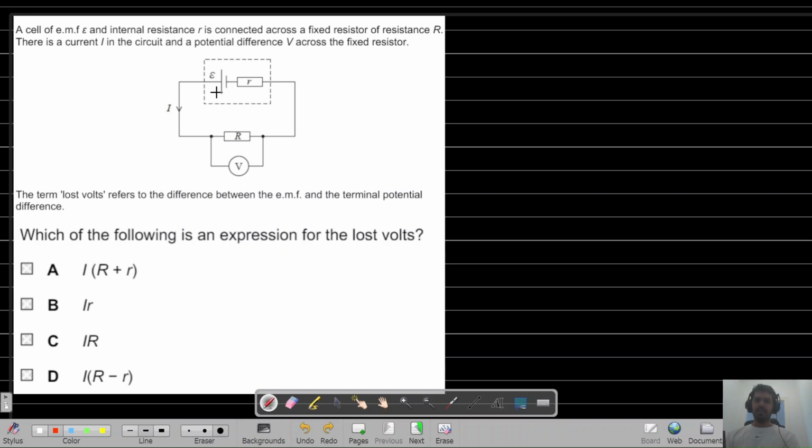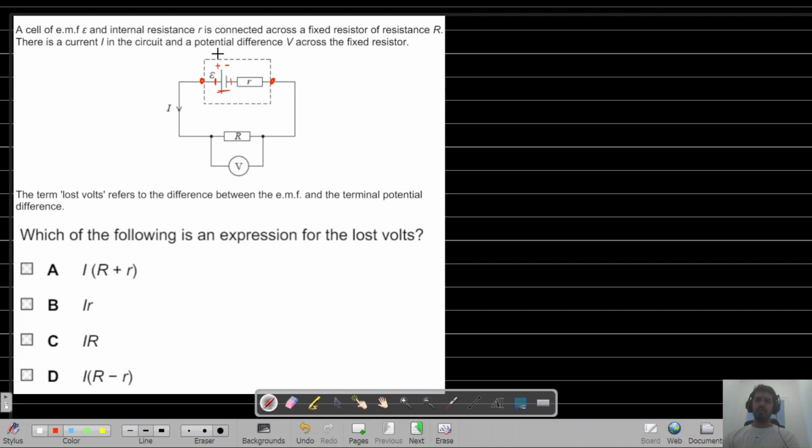So I explained last time also that the EMF is the voltage developed by the cell between these two plates. This is the positive plate and this is the negative plate. This is the EMF generated by the cell. But this EMF is not the same as the potential difference, or the voltage, that we get at these terminals of the battery, right? So this is the terminal voltage and this is the EMF, and they are not the same. The reason is this internal resistance.